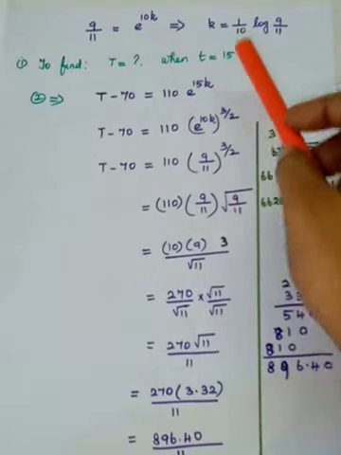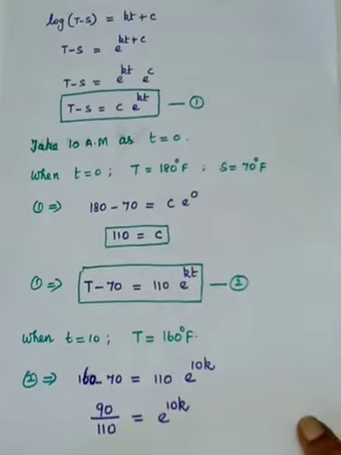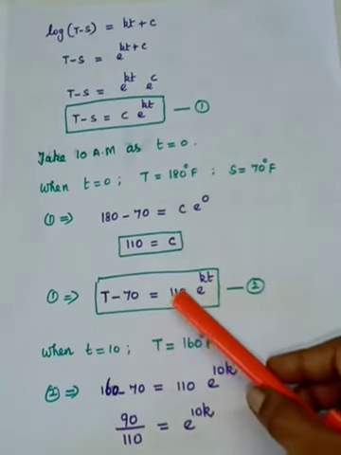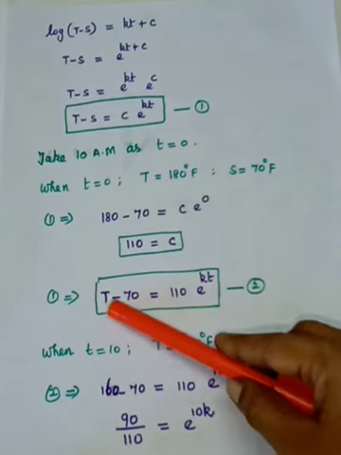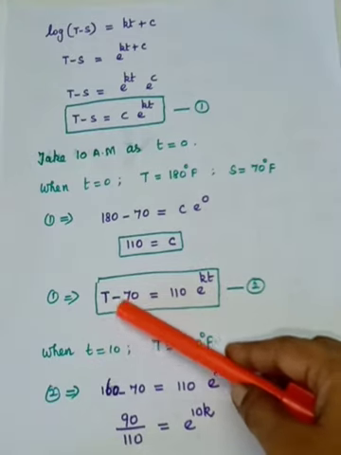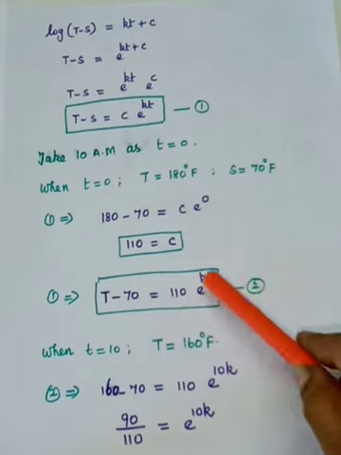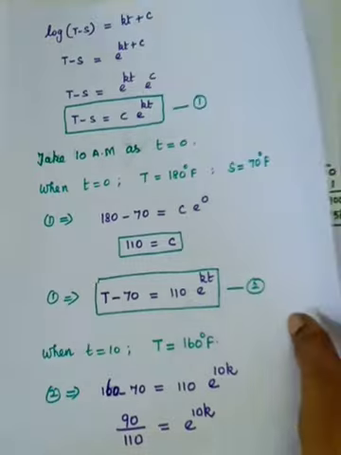So where this result has to be substituted? It has to be substituted in the second result. What is the second expression? That is the second equation. T minus 70 is equal to 110 e power kt. Okay, so capital T only we have to find out. So you have to write T minus 70 is equal to 110 e power, what is small t now? 15. So e power 15k.